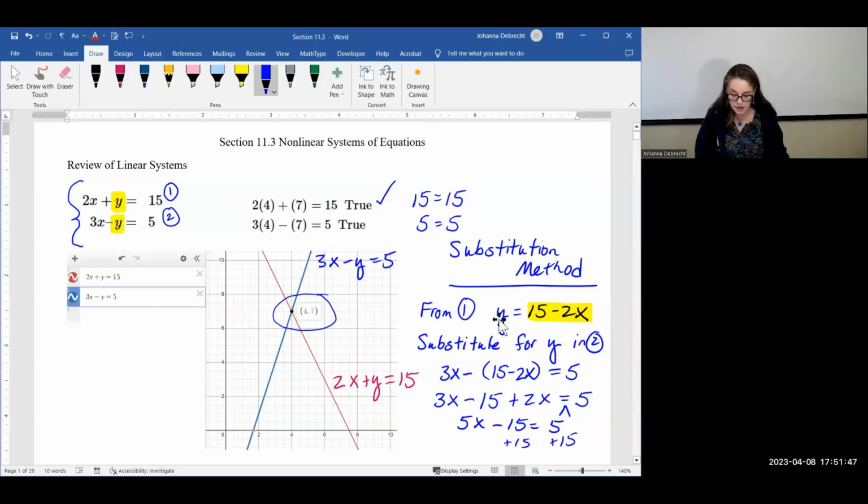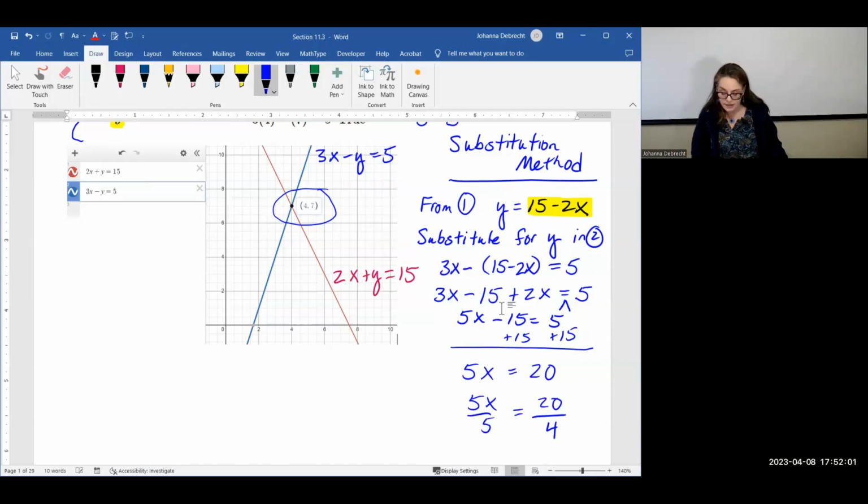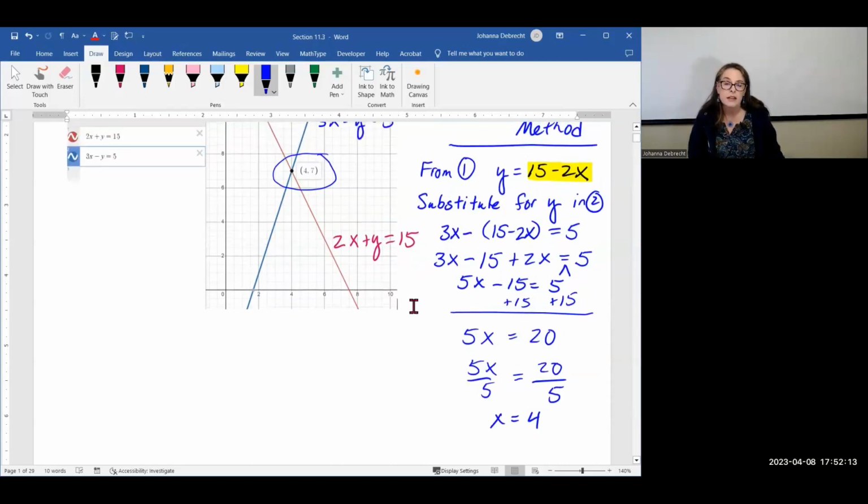I'm running out of space, so let me scroll up a little bit. This will give me 5x equals 20. And then I can divide both sides by 5, and I get the solution that x equals 4. In this case, I should have been writing divided by 5 equals 4. Here, we don't see the extraneous solutions or false solutions that we saw in the logarithm and exponential equations. If you get a solution here, that's it, unless you have made a mistake.